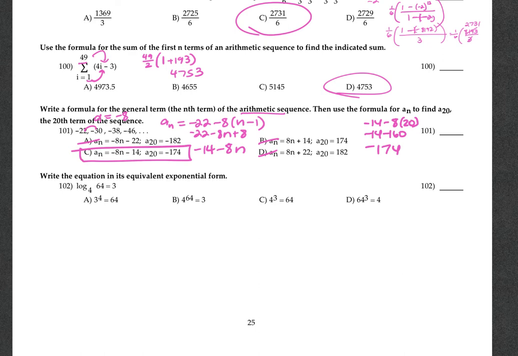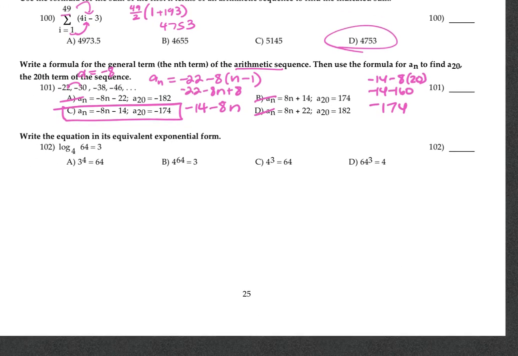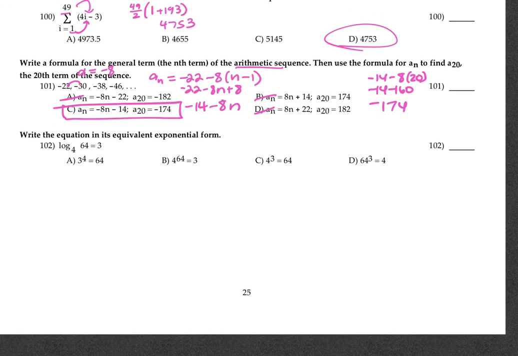And last but not least, 102. Write the equation in its equivalent exponential form. 4 comes over and picks up the 3, drops off, leaving the 64. 4 to the 3rd is 64. All right, that's it.